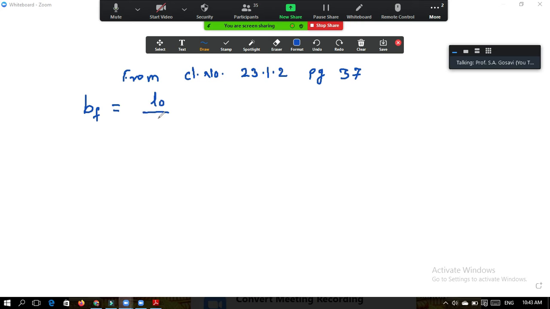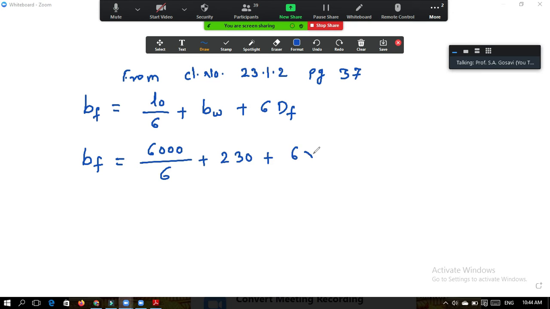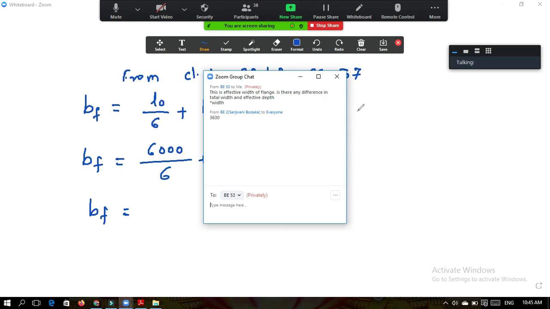L0 by 6 plus BW plus 6 DF. Now we just need to put our values over here. L0 is 6000 divided by 6 plus BW is 230 plus 6 into DF is 40. So if you solve this, you will get the value of BF. We need to round up that value if you are getting a decimal.